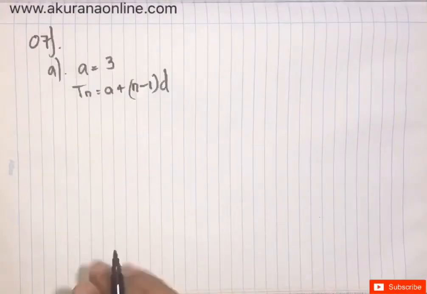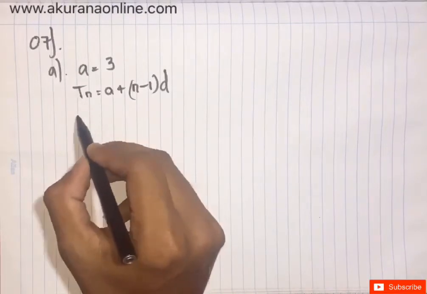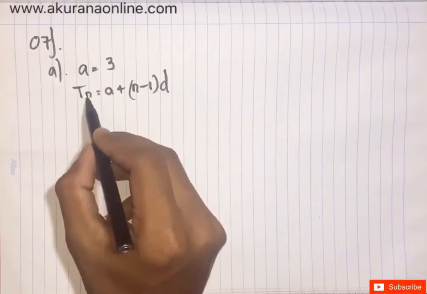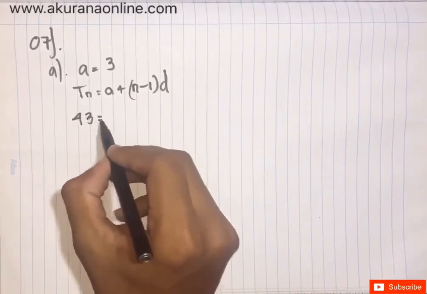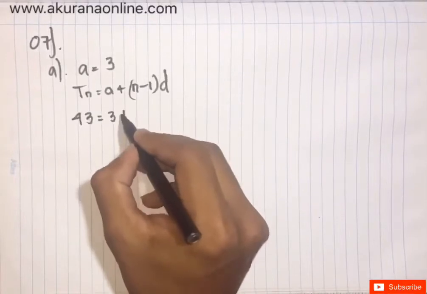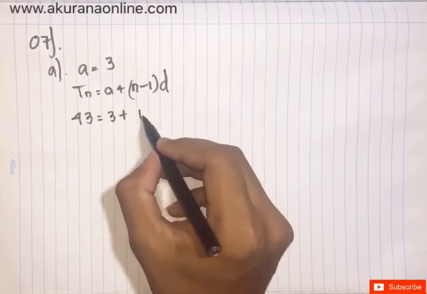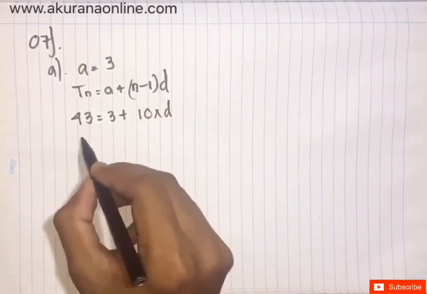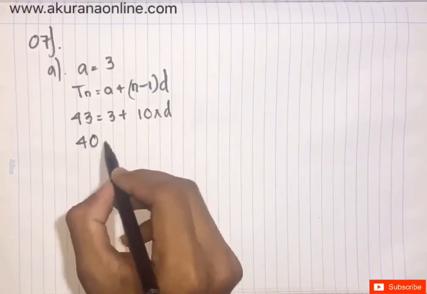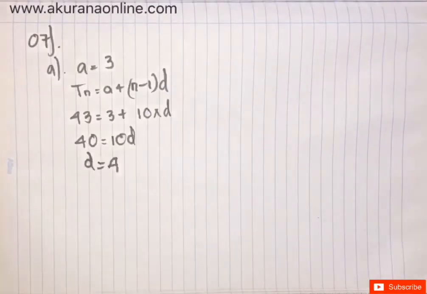Therefore you know the 11th term. The 11th term is given as 43. Therefore instead of n, I substitute T11, the 11th term, equal to 43. So 43 is equal to a, which is 3, plus 11 minus 1, which is 10, multiplied by d. If you subtract the 3, it becomes 40 equals 10d. Therefore d is equal to 4. The common difference is equal to 4.